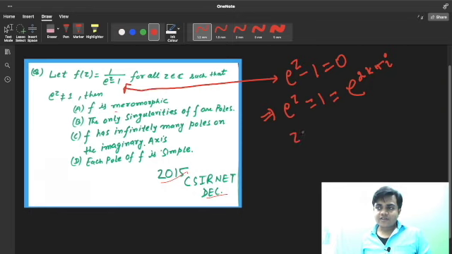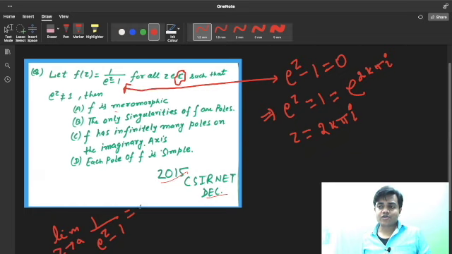So now you can see your singularities are z is equal to 2k pi iota. Your domain is C. So first of all, we have to check the nature of these singularities. Would you like to say that it is going to be removable? The answer is no. Why? Because the limit as z tends to a of 1 by (e to the power z minus 1) does not exist. What is the reason behind it?